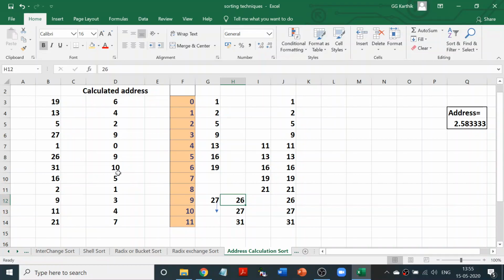31 is location 10. We just pushed 27 to this location, and now 31 also comes to the same location, which is not possible. So 27 is already there, then put 31 in the next address location. Here also we've pushed the number 31. 16 is location 5, so you're going to put 16 in location number 5.